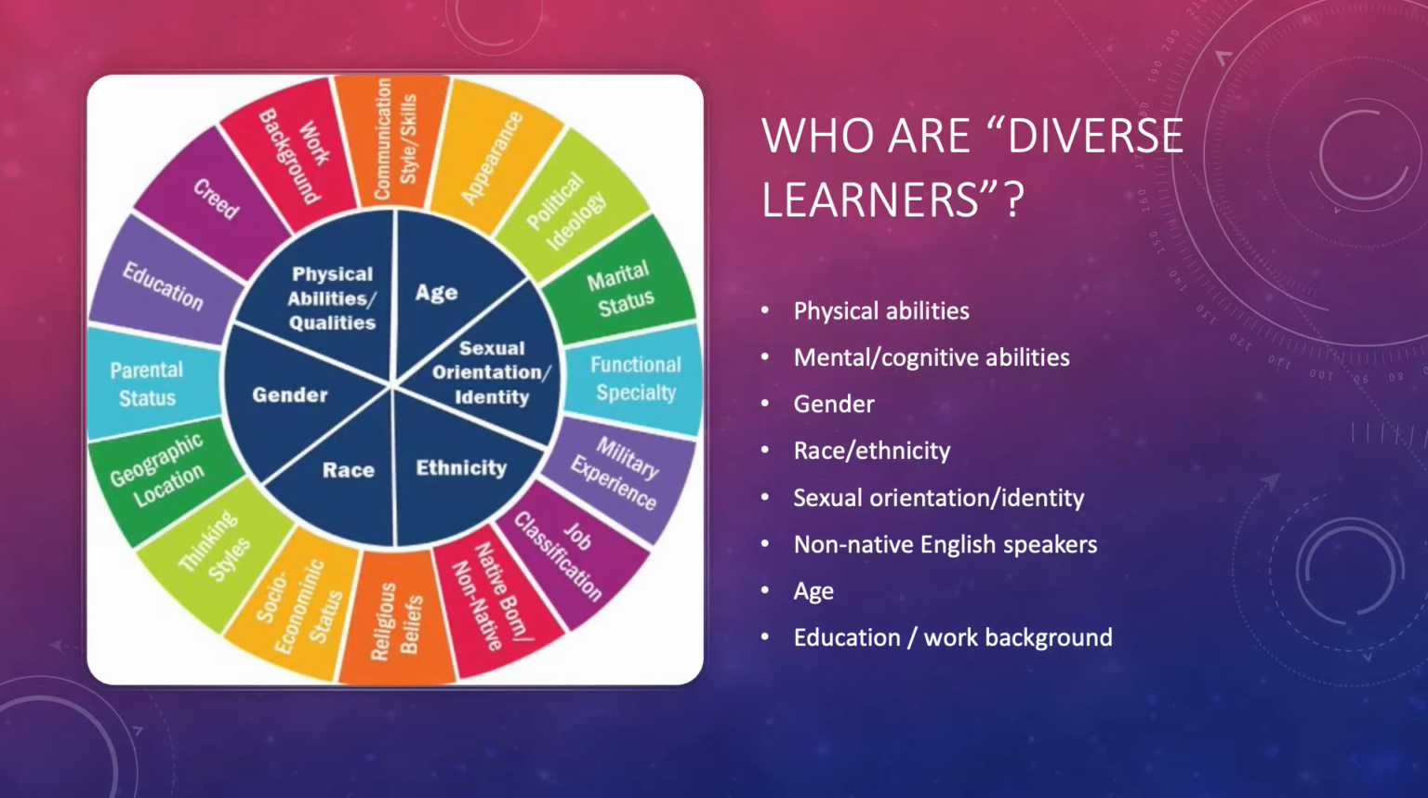In this chart here, we can see the different aspects of people's identities that we should take into consideration. In this video, we will especially focus on using UDL in OER to make learning more accessible regarding physical abilities, mental and cognitive abilities, gender, race and ethnicity, sexual orientation and identity, non-native English speakers, age, education, and work background.